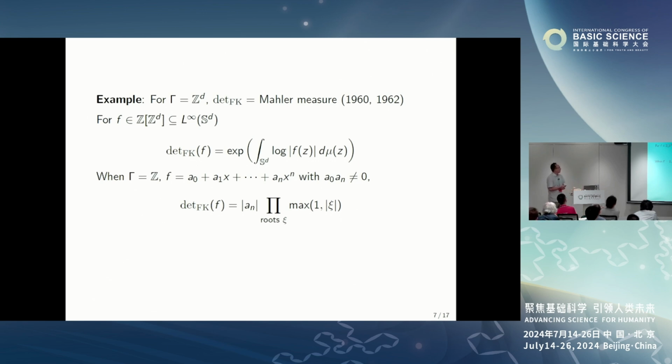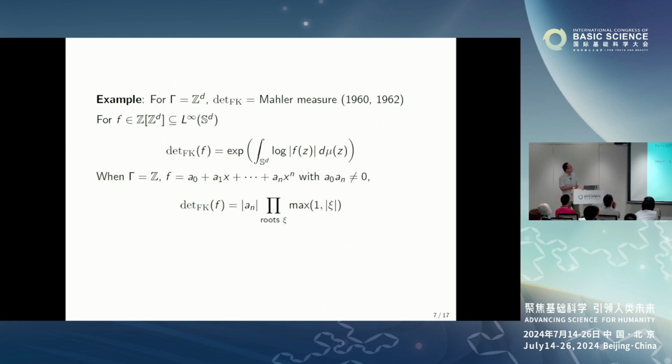So in this case, when we have an element in the group ring, using the Fourier transform, you can think of the integral group ring as contained in the L-infinity functions on the d-dimensional torus. If you treat the element f as an L-infinity function in this way, then the determinant is simply that you take the absolute value, take the logarithm, take the integral with respect to the normalized Haar measure, where mu is the normalized Haar measure. Then you take the exponential.